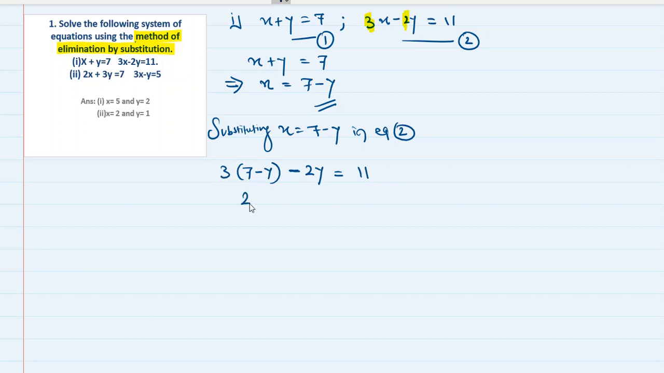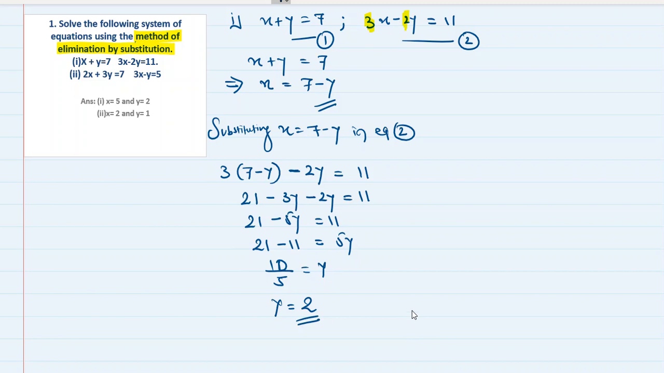So 3 sevens are 21 minus 3y minus 2y is equal to 11. So 21 minus 5y is equal to 11. So 21 minus 11 is equal to 5y, just like solving linear equation in one variable. 21 minus 11 is 10, divided by 5 is equal to y. So y is equal to 2.